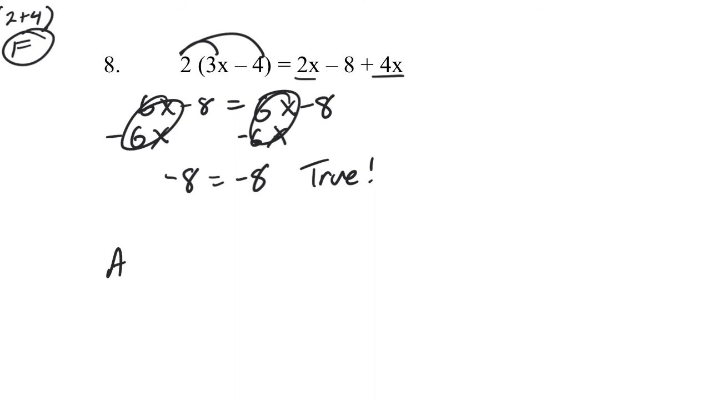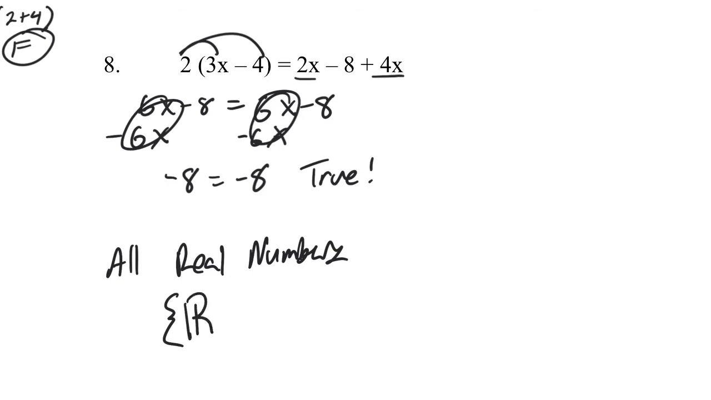So that means we're going to have all real numbers as our solution. If you want to shorthand that, you can use set notation, and you can use this double-barred R, which is the shorthand for the group of real numbers. This right here would say the set of all real numbers is your solution to this equation.